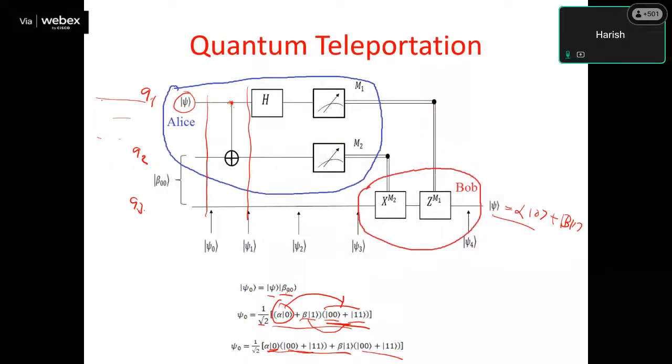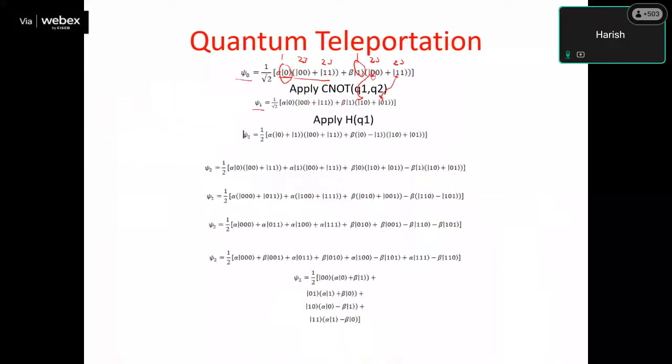Now Alice is applying the Hadamard gate on the first qubit. If you remember from the Hadamard gate operation, Hadamard of 0 is nothing but 0 plus 1 by root 2, and if it is applied on the 1 state, then there will be a negative sign.